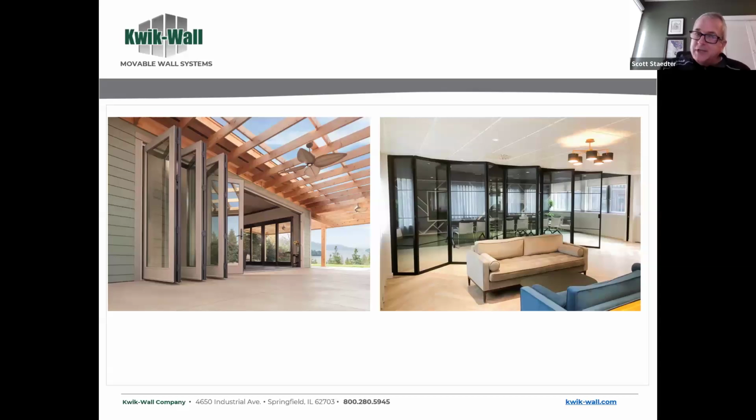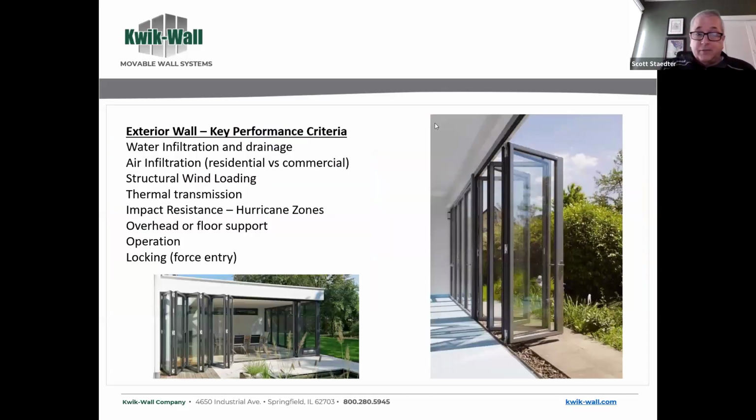And so I'm going to go through those key characteristics that are in an exterior wall that may or may not be necessary for an interior wall. So for an exterior wall, your key performance criteria, one is water infiltration and draining. You make sure the water weeps out, right? So the exterior wall has to make sure that you don't get any water in the facility, and you've got to figure out how to get the drainage out of those facilities. And that's a very key component. The other one's air infiltration. There are different codes, residential versus commercial, that you have to achieve.